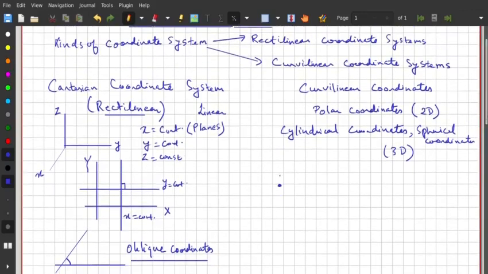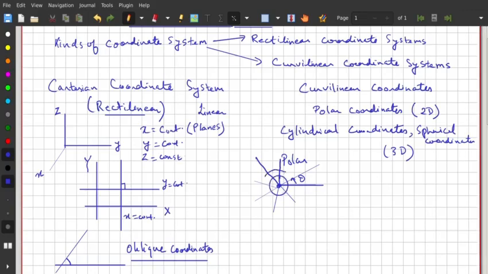Okay, and similarly, in terms of the curvilinear space, we have the polar coordinates. So if you have a pole, from which you have different radial directions, and these directions are characterized by an angle theta, and then you have concentric circles. Okay, so that represents polar coordinates.